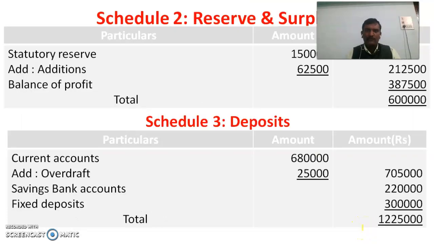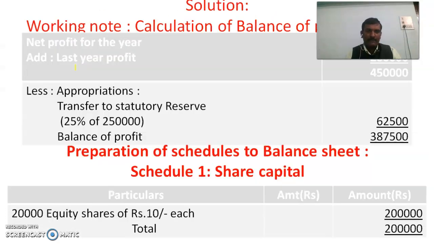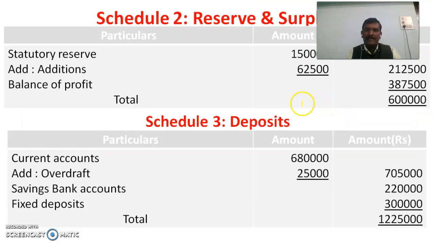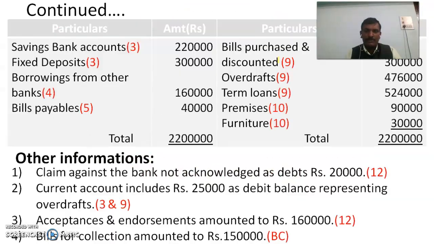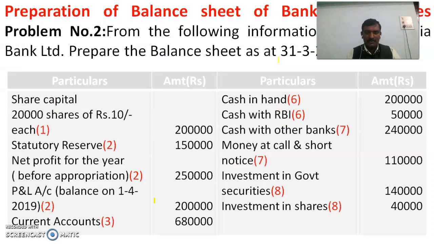Then now we have to go for schedule number 2, that is reserves and surplus. In reserves and surplus, first of all, statutory reserve is to be taken, which we have just worked out in working note number 1. That is, we have got statutory reserve of rupees 62,500. This 62,500 is the current year statutory reserve. And regarding the opening balance, if any, that will be given in the problem.